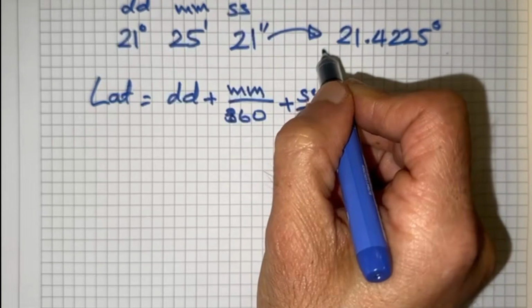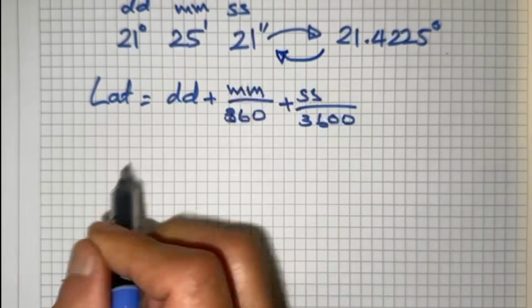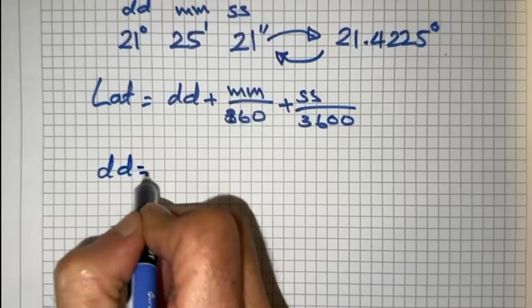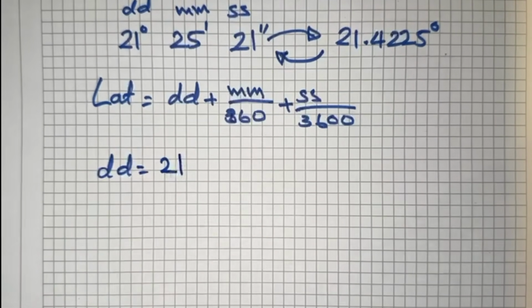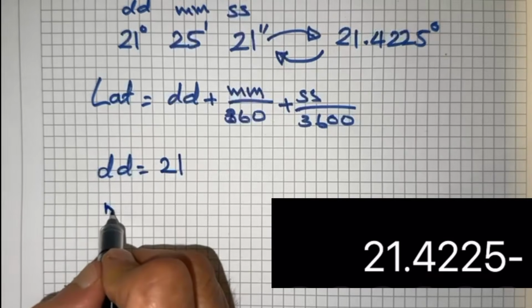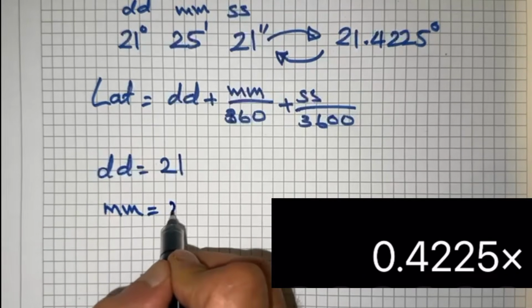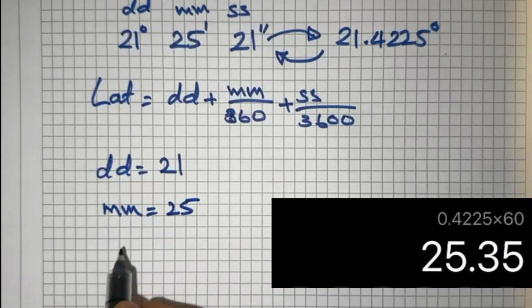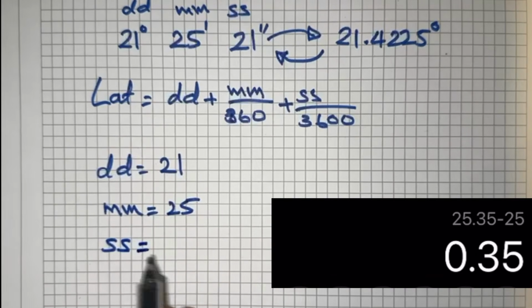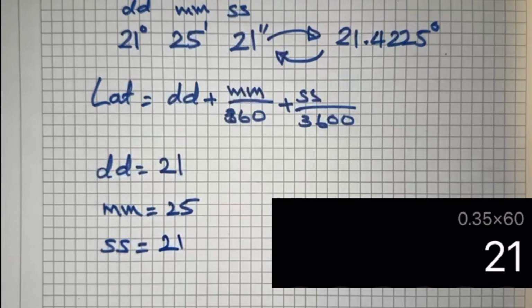To convert from this to that, degrees is the integer part, 21. Minutes, we subtract the integer and multiply the remainder by 60, and then take the integer. We subtract the integer again, multiply the remainder by 60 again, and the result is the seconds.